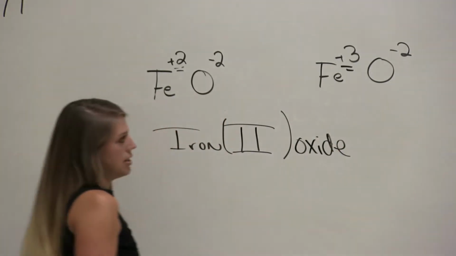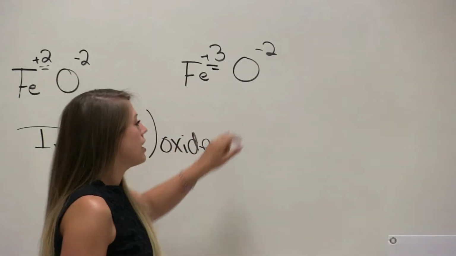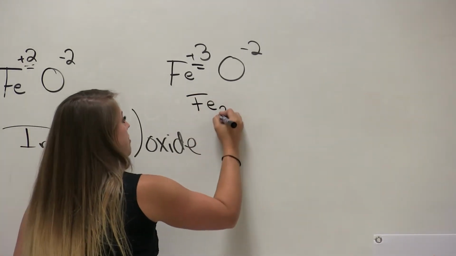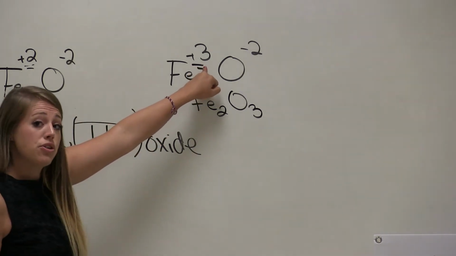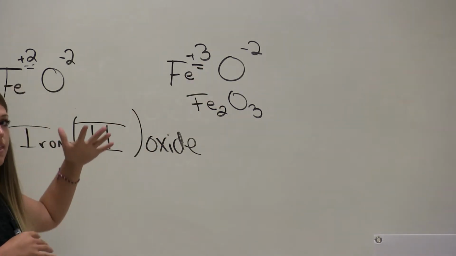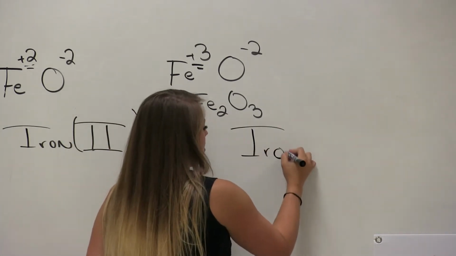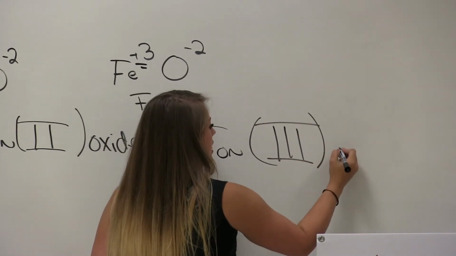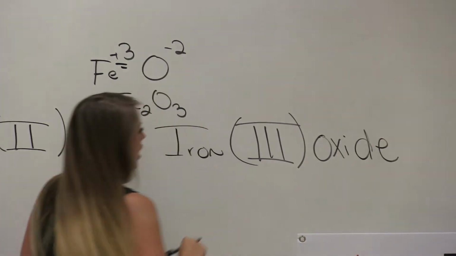So iron 2 oxide. Now for iron +3 oxide, when you balance this out, you end up getting this. Iron has a +3 charge, so in order to represent that, I've got to write it. We're still going to have iron, but instead of a +2, it's a +3, and we still state our nonmetal just like we did before: iron 3 oxide.